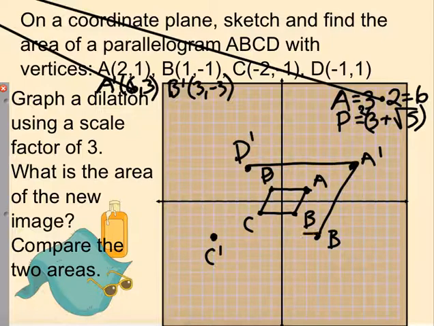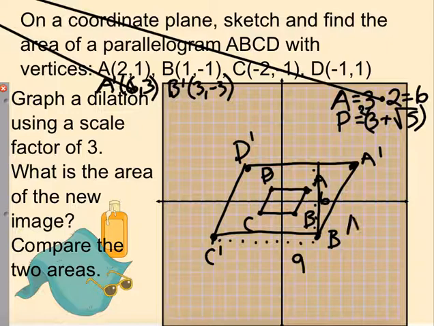Okay, so it looks very similar, but just a lot bigger. And we see that the base of this is 1, 2, 3, 4, 5, 6, 7, 8, 9 by a height of, I'll go straight up here. So we have 1, 2, 3, 4, 5, 6. Okay, I know my lines are a little off. Hopefully you can see past that. So we see that my area of the prime is 9 times 6, or 54 units.